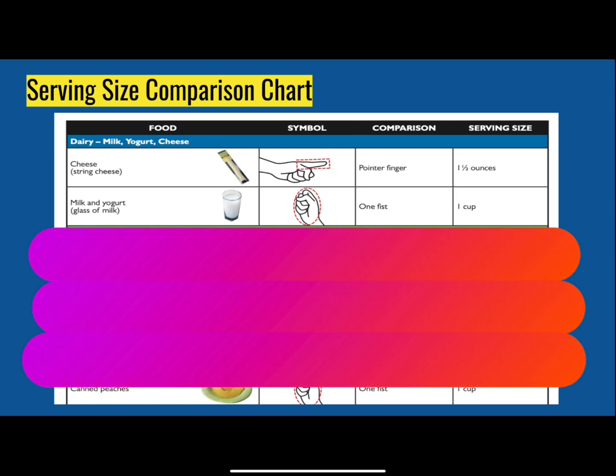Let's take a look at the serving size comparison chart. So if we're looking at the blue, the dairy group, if you're measuring cheese, it's the size of your pointer finger, that's 1 serving. If you're measuring milk or yogurt, it's the size of your fist. So if you're having a half a serving, it's half of your fist. If you're having a double serving, it's the size of 2 fists.